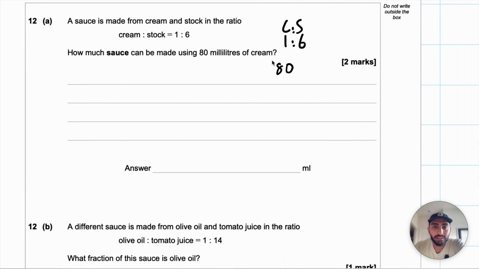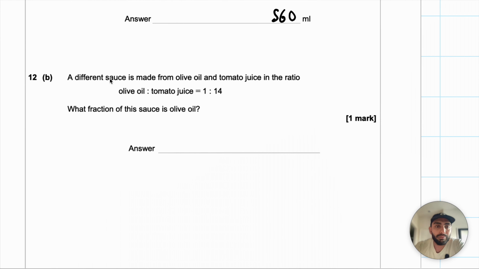So that means on the left hand side, I've multiplied by 80. And on the right hand side, I also need to multiply by 80. 6 times 8 is 48, so it's going to be 480. We want to know how much sauce it's going to be. So it's 80, add 480, which is 560. So that's 560 milliliters.